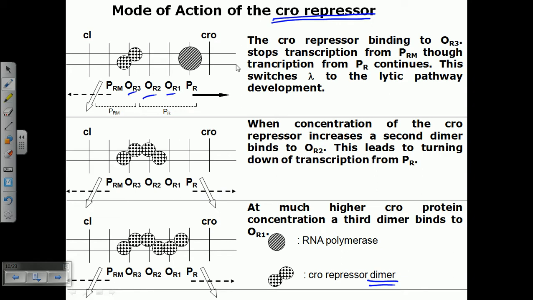Okay, and this thing is called the RNA polymerase. This is designated here. Okay, so first this Cro repressor or Cro dimer binds to the OR3 and it stops the transcription from this PRM, though the transcription from PR continues in this case. So it will block the transcription from this particular promoter, but the transcription in this right-hand direction still can go on. Okay, and this kind of transcription allows this bacteriophage to be inserted inside the lytic pathway of their life cycle.